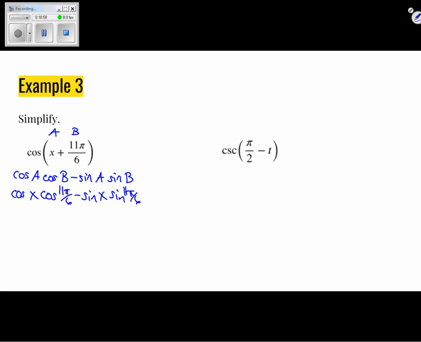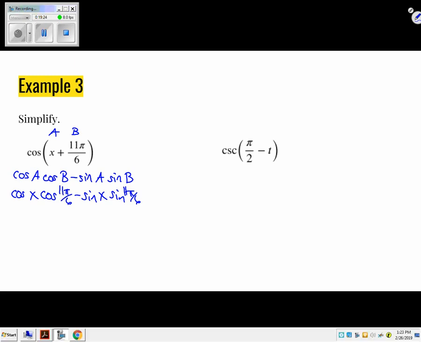From here, I just have two values to plug in, and I'll see if I have a GCF or anything to combine. So cosine of X, there's nothing I can really do with that. So what's cosine of 11 pi over 6? That's great. Are we getting rusty on this? All right, put everything away. Get out a clean sheet of notebook paper. So cosine of 11 pi over 6 is cosine pi over 6, square root of 3 over 2.